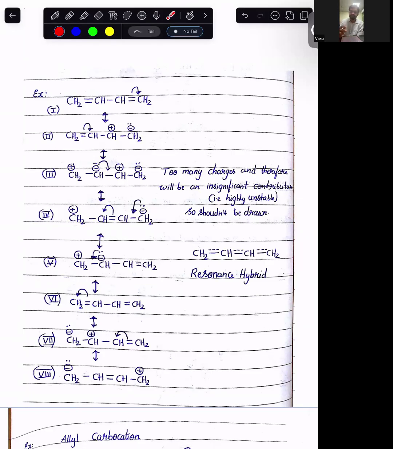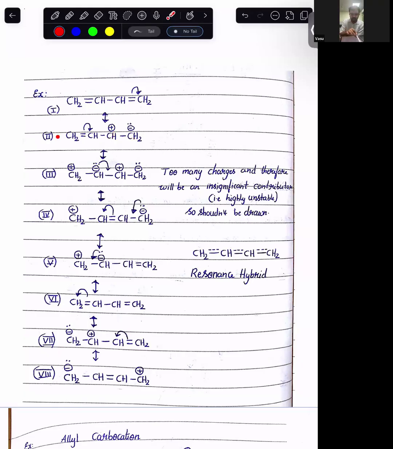Carbon bearing a negative charge is always octet complete. Carbon's outermost electrons, how many? 4. Negative indicates you have gained one more electron, so 5. Out of those 5, 3 bonds are formed. So 3 into 2, 6, plus 2 electrons are left, which is a lone pair. So you have 8 electrons. Whenever carbon has a negative charge, you need not check if it is octet complete or incomplete. It will obviously be octet complete. A carbanion is always octet complete. A carbocation is always octet incomplete.